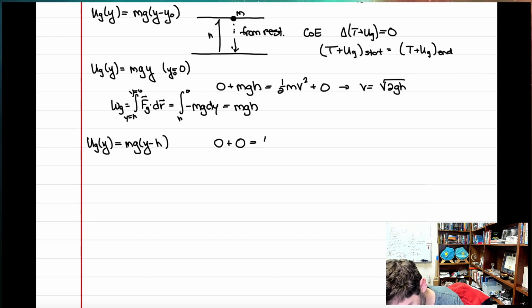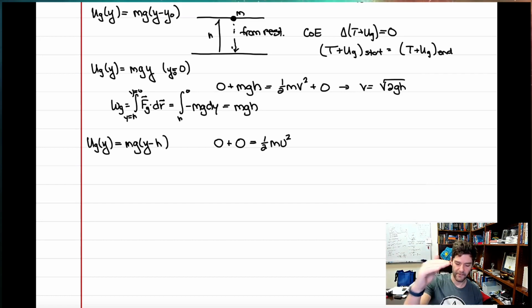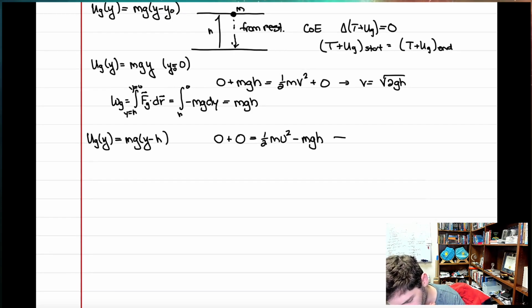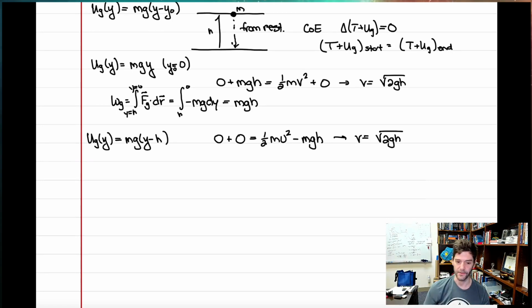Then at the bottom, I have kinetic energy. But then I've gone from y equals h to y equals 0. So if I plug in y equals 0, I have negative mgh at the bottom. Then that is the same answer: you're going to get the square root of 2gh as your velocity. So same thing, because again, it's the change in potential energy that has meaning. So whatever that arbitrary constant is, ultimately it will not matter.